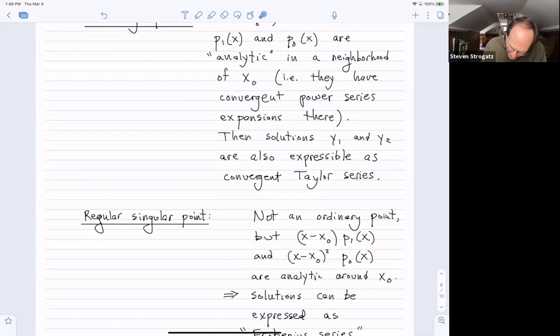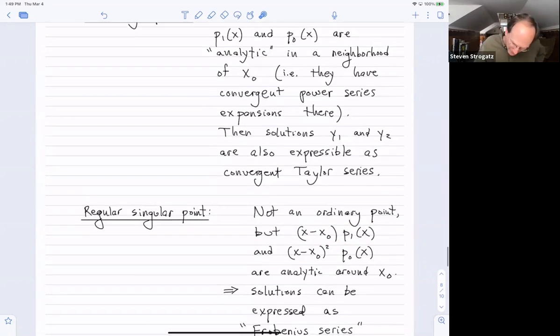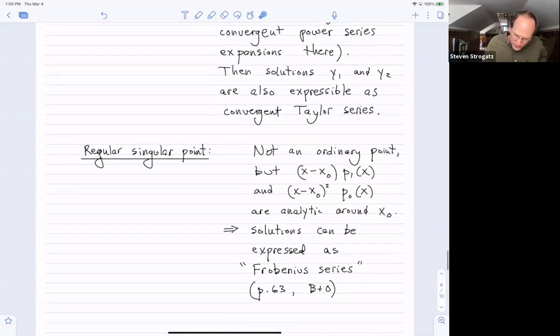So the slick way of saying it is, if x minus x0 times p1 is analytic, and if p0 times x minus x0 squared is analytic. So in other words, this one doesn't have any worse than a 1 over x singularity, and this one doesn't have any worse than a 1 over x squared singularity. If you have both of those, then it turns out, after a big theoretical development, you can show that the solutions to such problems around regular singular points can be expressed not in terms of a Taylor series, but a generalization called a Frobenius series.